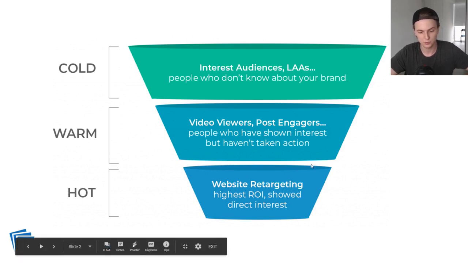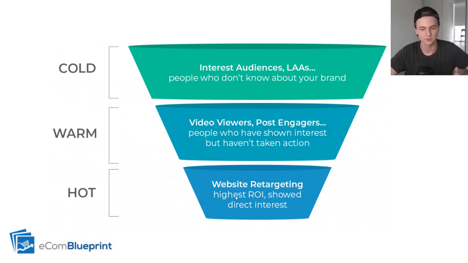Now, the smallest group is hot traffic, and this is also the highest return on investment group of people that you can target, because these are people that show direct interest in your product, right? People who've been on your website before but haven't bought, or people who added to cart, even past buyers, right? People who've bought from you in the past, that's hot traffic. They already know who you are, they've shown direct interest, and so those are the highest ROI people that you can target. And so this is what your funnel is going to look like.